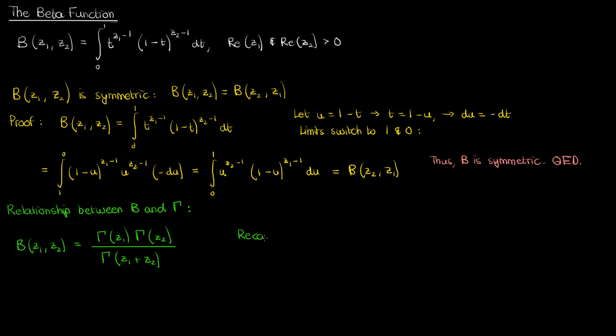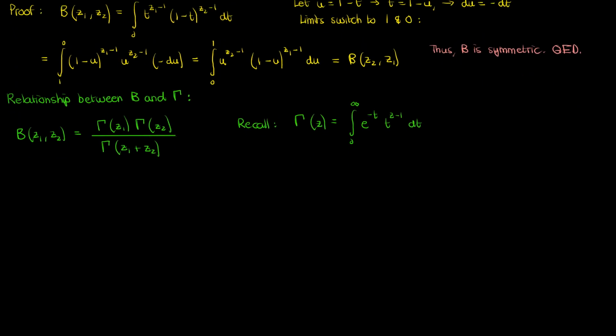We'll start by recalling the definition of the gamma function, which is that the gamma function of a complex number z is given by this integral from 0 to infinity of e to the negative t times t to the z minus 1. Using this definition, we can start our proof of this beta function property. We'll begin by taking the product of the gamma function of two complex numbers z1 and z2, the numerator of the property we're trying to prove.